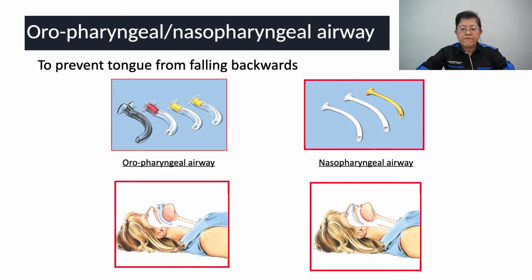So how to measure the oropharyngeal airway? It's from the angle of the mouth to the angle of the jaw or earlobe. There's another measurement, which is from the mid-incisor to the angle of the mandible.